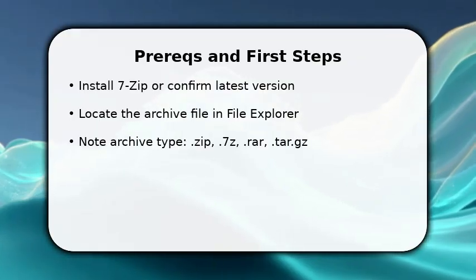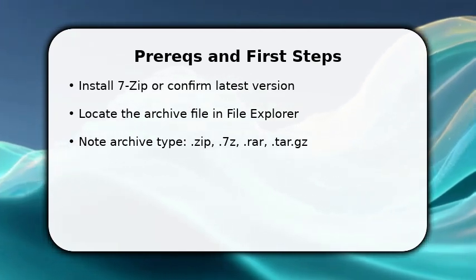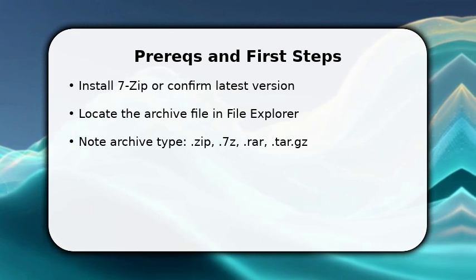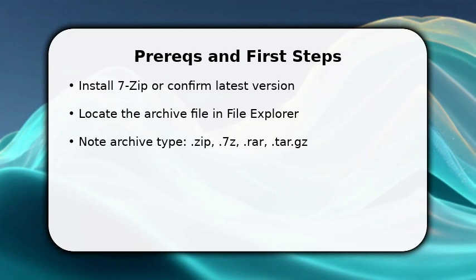You'll start by confirming 7-Zip is installed and updated. Open File Explorer and navigate to the folder with your archive. Right-click the file to reveal the 7-Zip menu. This is where you begin extracting.